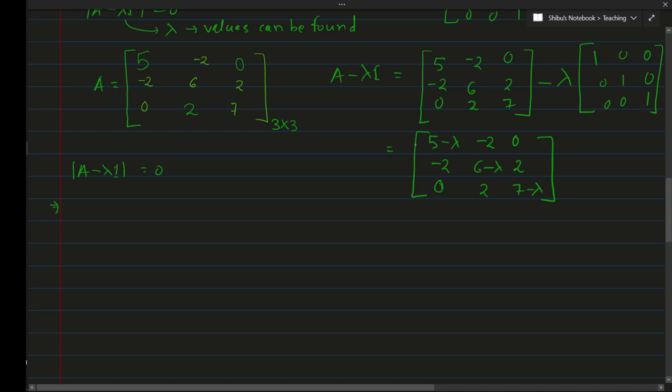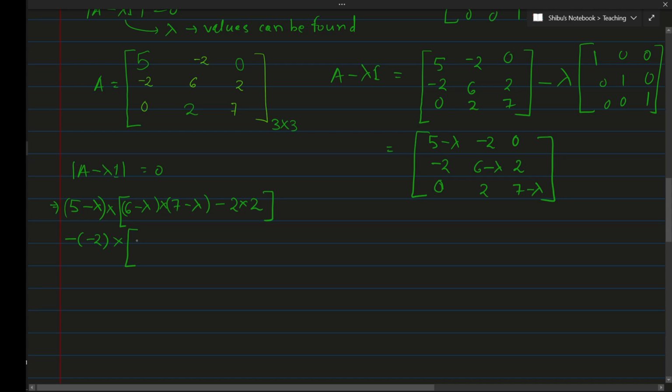So how to find it? Take the first element of the matrix, the 1 1 position element, and then find the determinant of this small 2 cross 2 matrix, and multiply it with the first element. So it will be 5 minus lambda, multiplied by (6 minus lambda) whole into (7 minus lambda) minus 2 into 2. So this is our first term. The second term will be minus of minus 2. When we are doing the second term, we get a minus sign here, to multiply by the determinant of this 2 cross 2 matrix here.